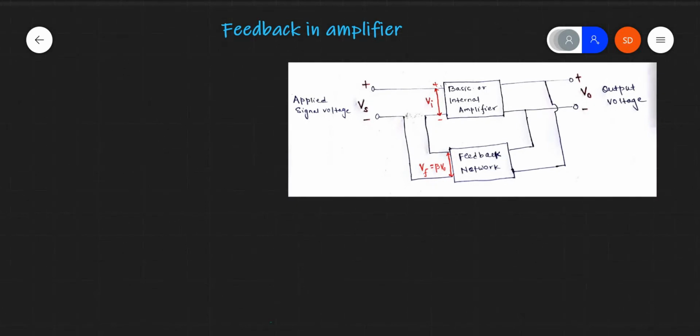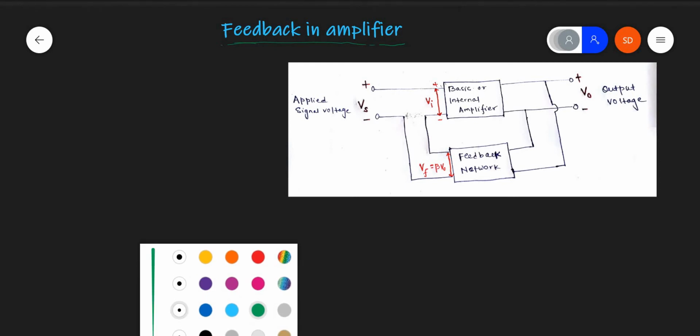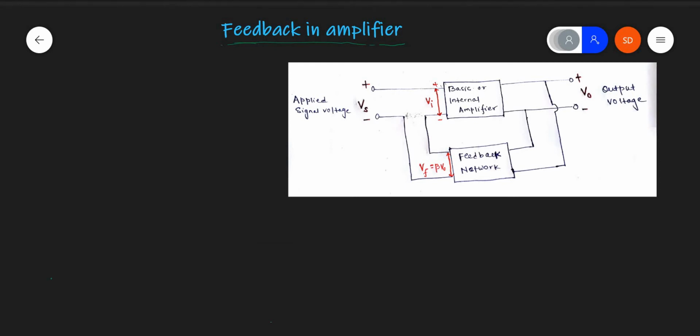Today I am going to discuss a new topic in analog electronics called feedback. Feedback in amplifier. Now, what is feedback? It is the process in which a portion of the output energy is transferred to the input of the system. So here is the definition.